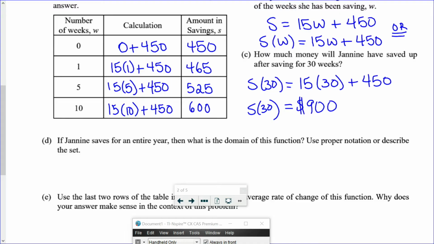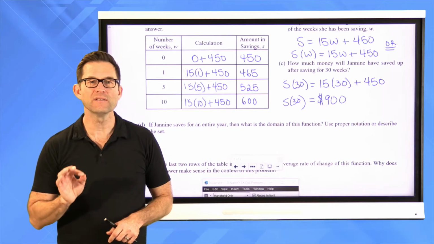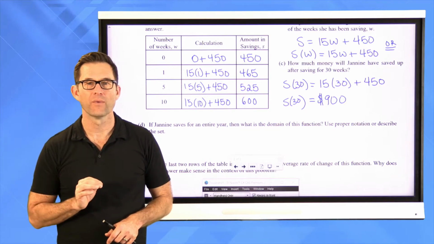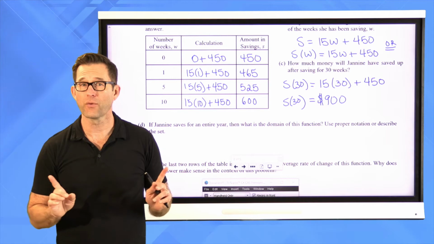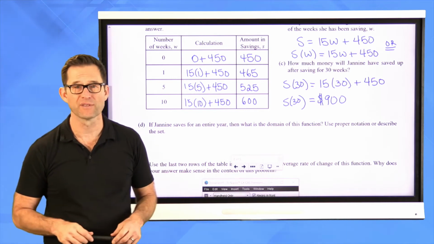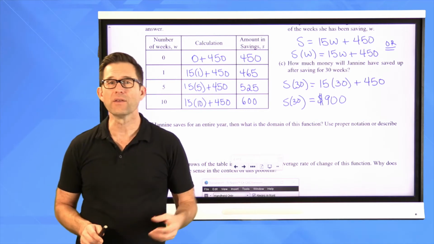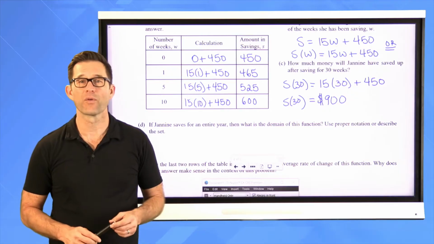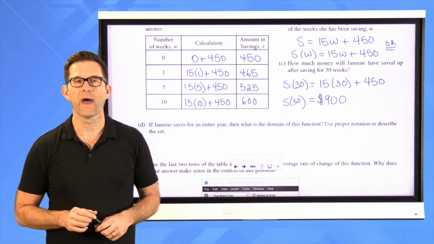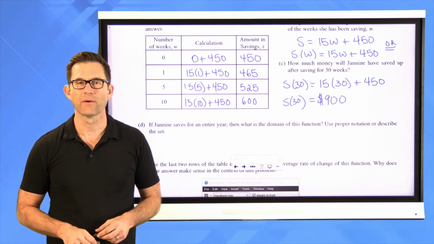Okay, let's take a look at letter D. If Janine saves for an entire year, what is the domain of this function? Use proper notation or describe the set. This is interesting. If Janine saves for an entire year, what is the domain, not the range, but the domain of this function? What kind of values could you put in for the input? Pause the video now and see if you can figure this out.